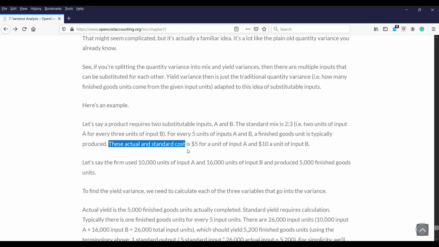Okay, actual standard cost is $5 for a unit of input A and $10 for a unit of input B. So input B is a higher cost per unit than input A. If we were talking about the mix variance, we'd be concerned about that much more than we are now. We're talking about the yield variance now. So let's say the firm used 10,000 units of input A and 16,000 units of input B. Now that's not quite a 2 to 3 mix. We would have 15,000 units of input B if we were doing 2 to 3. So we have a mix variance here if we were doing the mix variance. We produce 5,000 finished goods units.